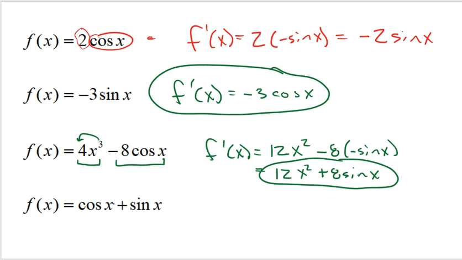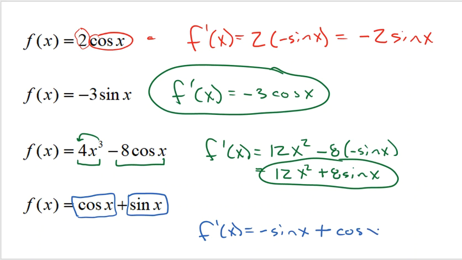All right, what's the derivative of cosine of x plus sine of x? Once again, I'm going to use the addition rule. The addition rule says find the derivative of the first part, add it to the derivative of the second part, and you're done. So the derivative is going to be, well, what's the derivative of cosine? Negative sine of x. Plus, what's the derivative of sine? Cosine. Done. There's my derivative.